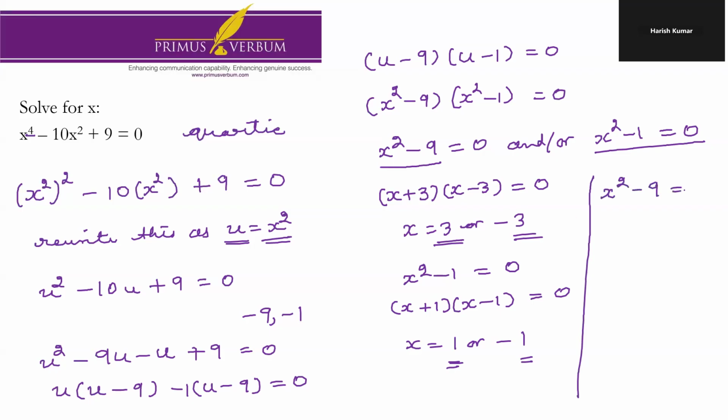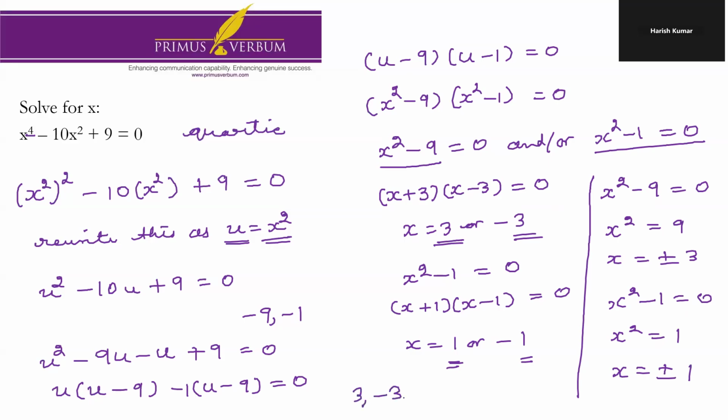x square minus 9 is equal to 0. You can rewrite it as x square is equal to 9. Therefore, x has to be plus or minus 3. Similarly, x square minus 1 is equal to 0. That means x square equal to 1. So x is equal to plus or minus 1. So the four roots of this equation are 3, minus 3 and 1, minus 1.